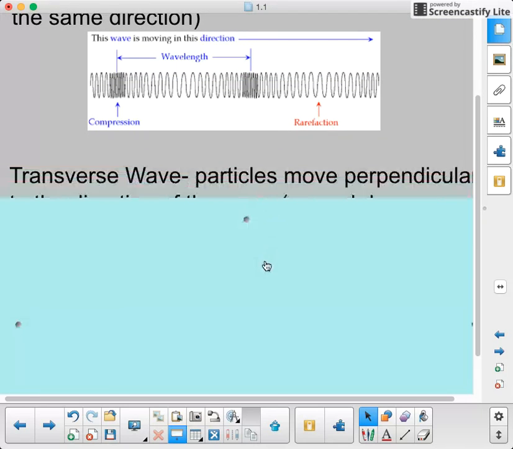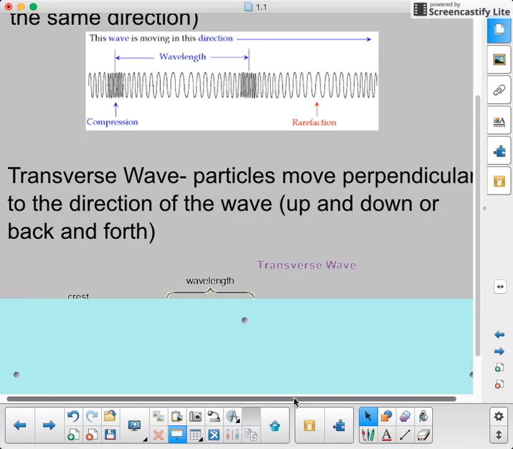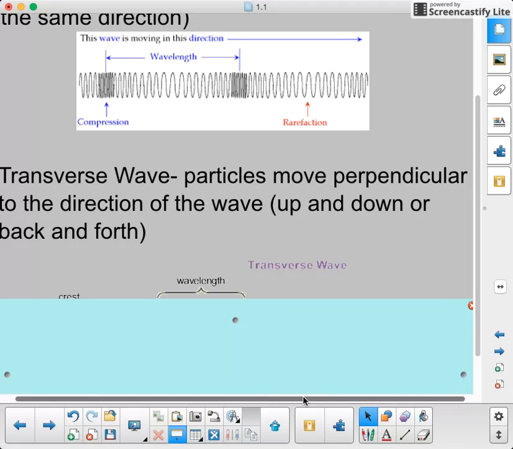The second type of wave we talked about and illustrated with the slinky is a transverse wave. In a transverse wave, the particles in the medium move perpendicular to the direction of the wave. So when we made a transverse wave with the slinky in class, I had a student hold the other end, and I waved the slinky up and down. So the wave was moving back and forth between me and the other student, but the slinky moved perpendicular, either up and down or side to side.